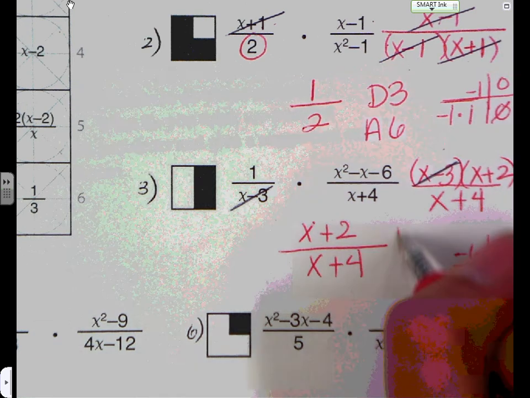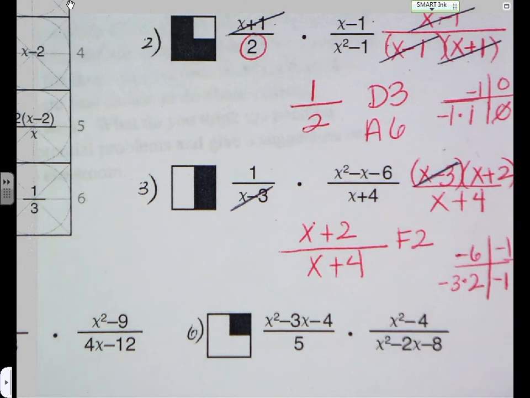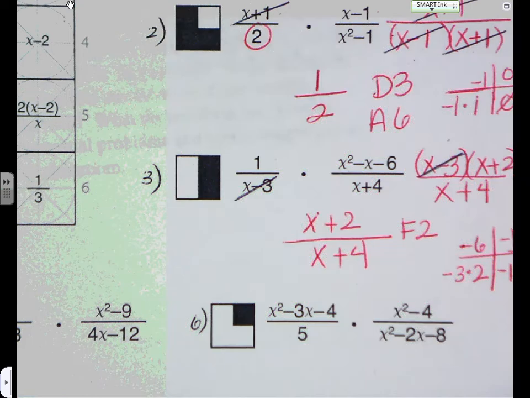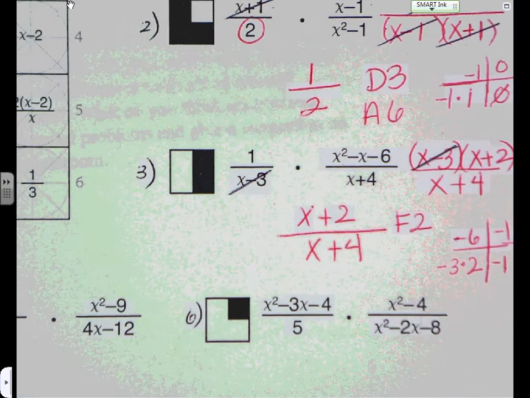Okay, so I see that under F, column F, row 2. Okay, let's go on to number 4. Do you have any questions on that?